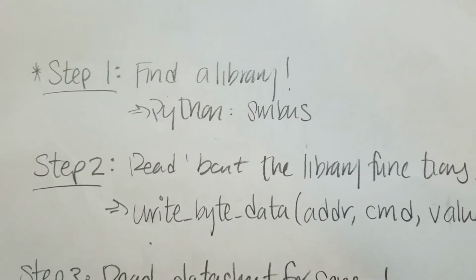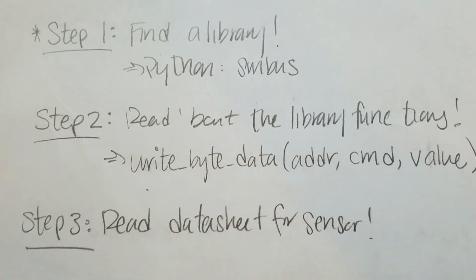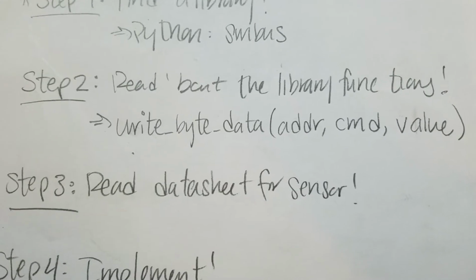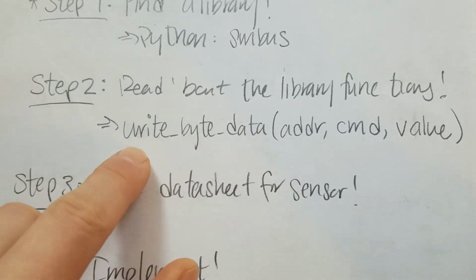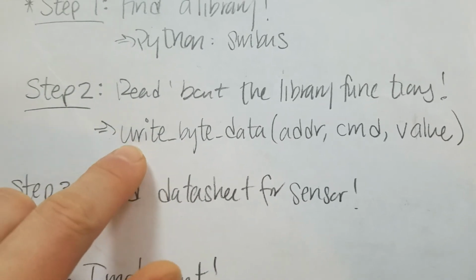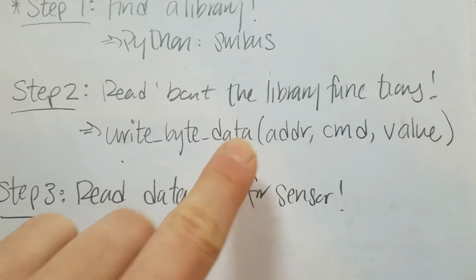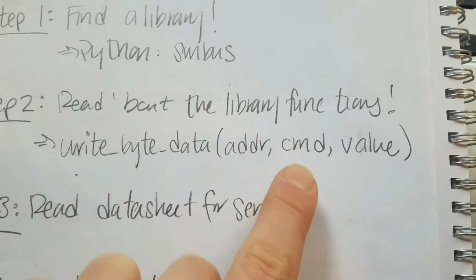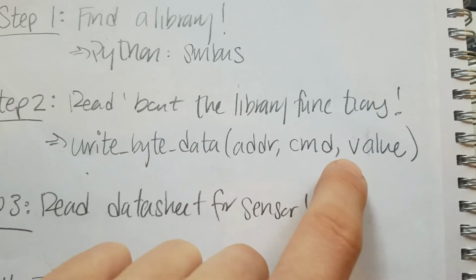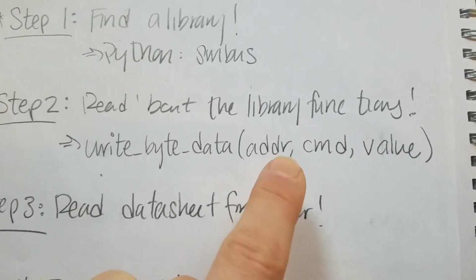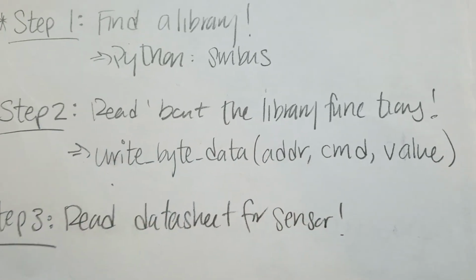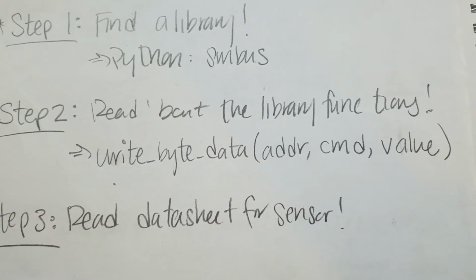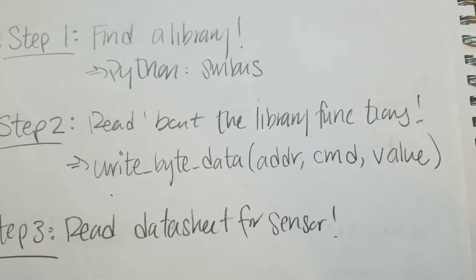Once you've found your library, you go ahead and download it, and then you read about the library functions. In this case, one of the functions is write byte data, and that is defined as first comes the device address, and then the command, and then the value that you want to write to that command. There's a bunch of other different functions, but those will all be listed in the library documentation, and so you just pull out the ones that you need.